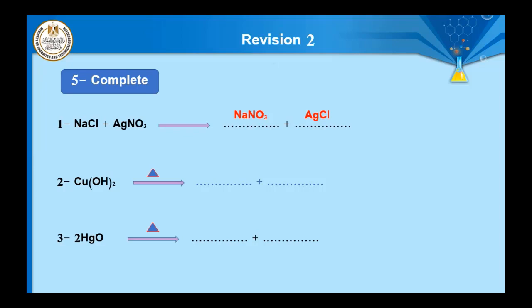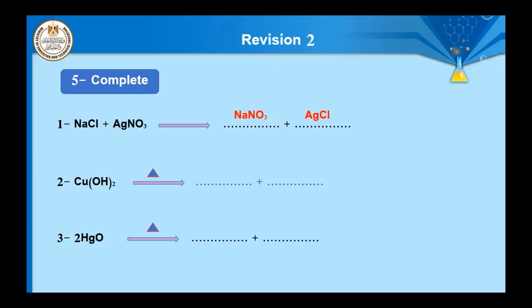Is this equation balanced or not? One atom of sodium reacts and one sodium atom is produced. One chlorine, one. Silver, one atom, one. Nitrate group, one group. This means that this equation is balanced.